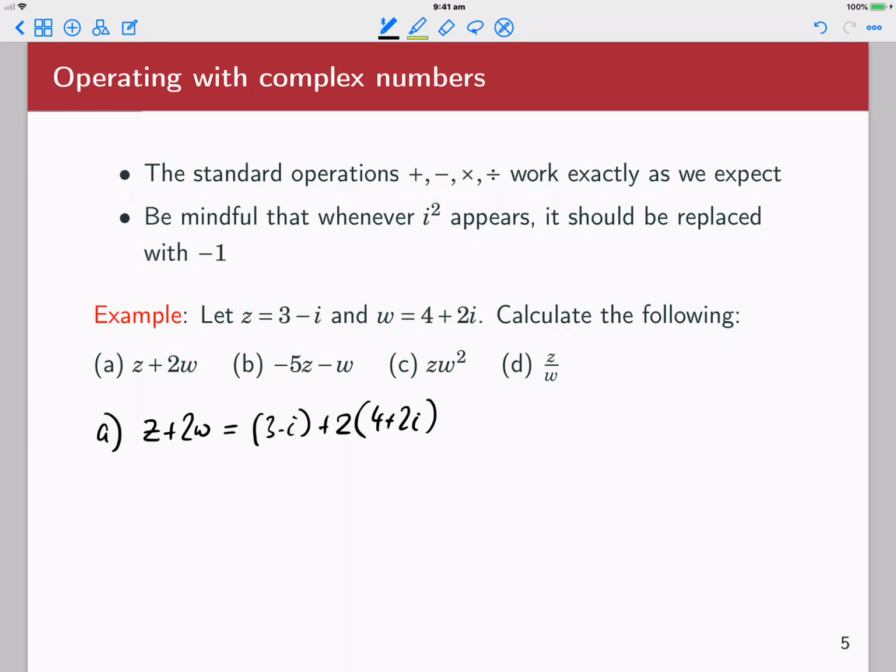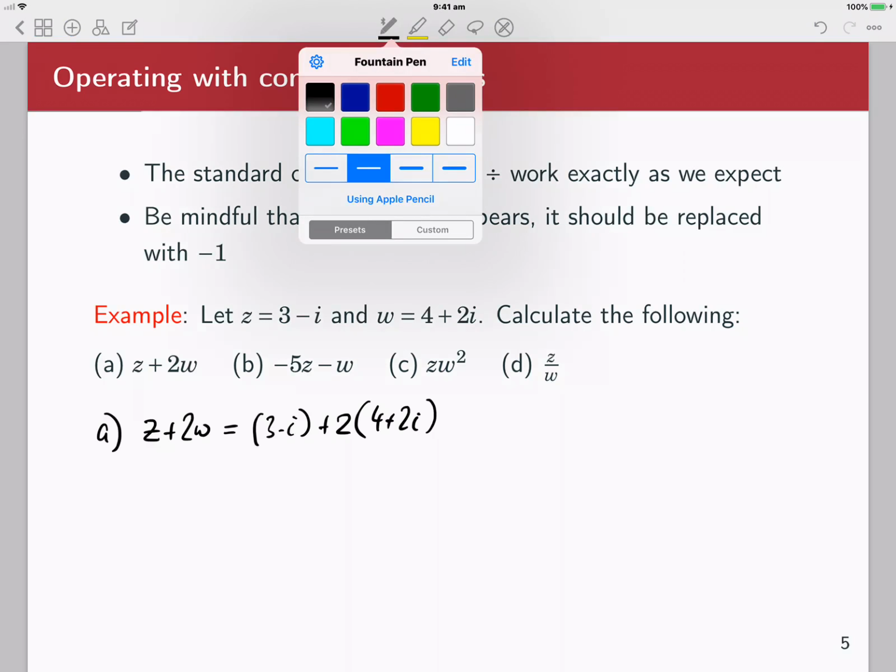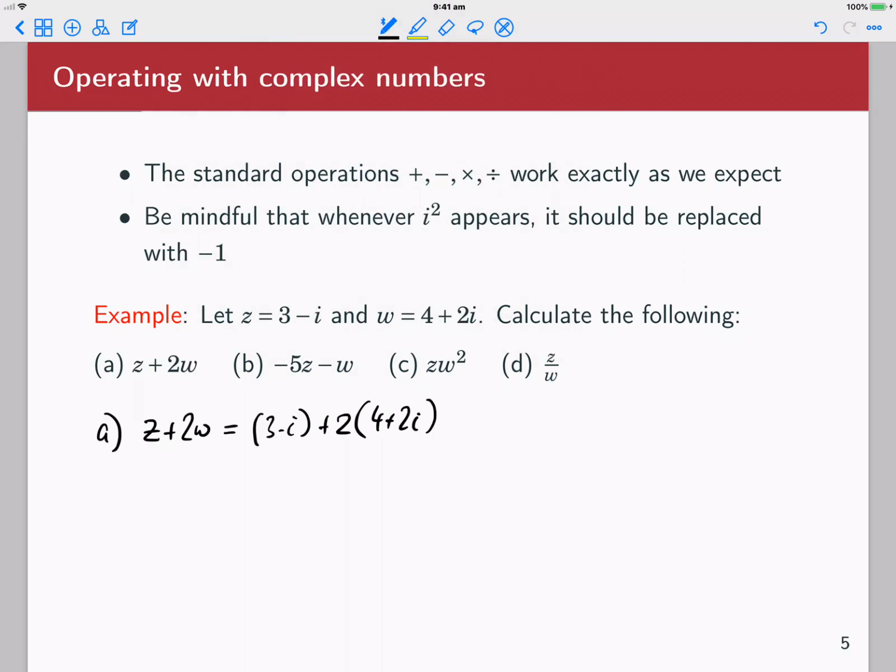Now here I've got to expand brackets, and I expand brackets exactly how I normally expand brackets. So this times this, 2 times 4 is 8. And this times this, 2 times 2i is 4i, leaving me with 11 plus 3i. In terms of how I did that, it's all about adding like terms. I can add reals to reals, so 3 plus 8 is 11. And then imaginary to imaginary, so negative i, adding 4 lots of i, obviously I get 3i. So you see, exactly how you would expect.